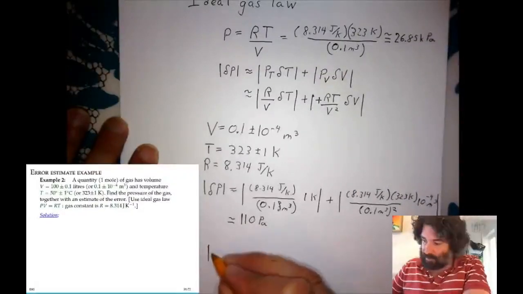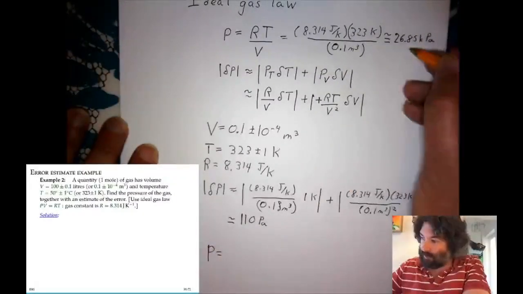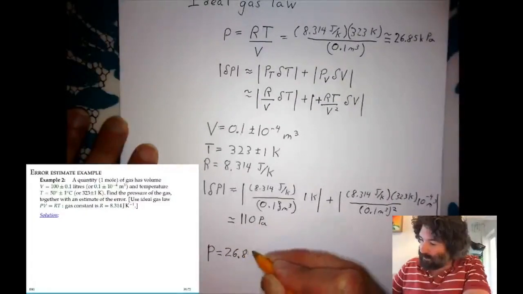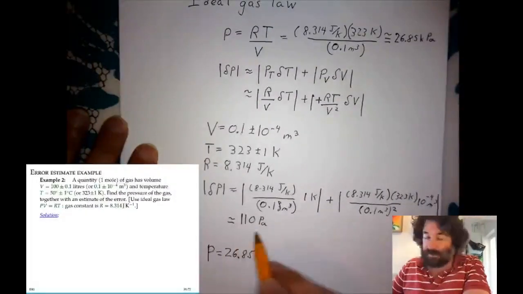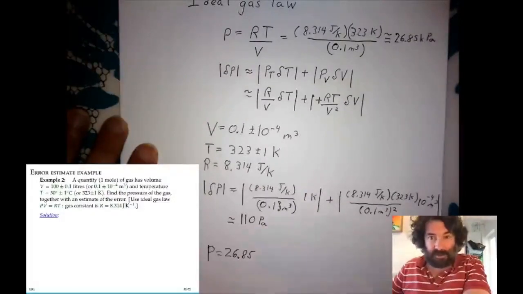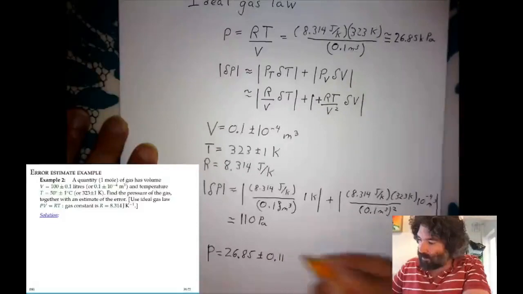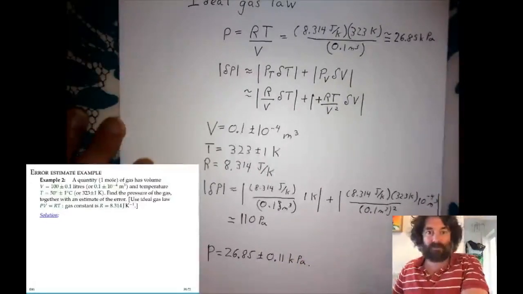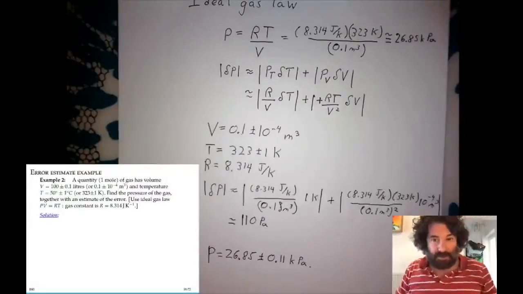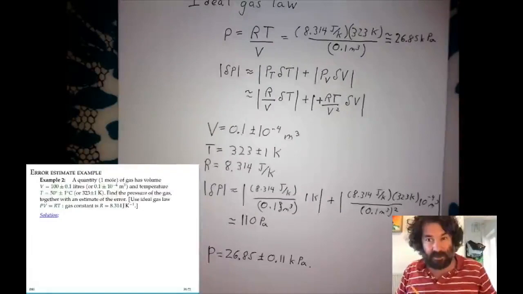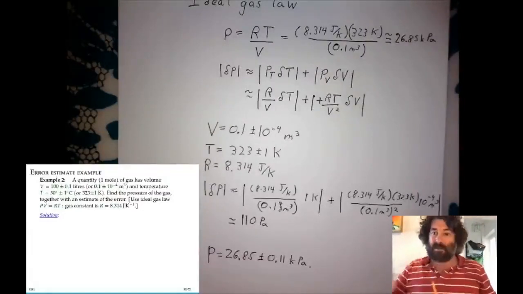So we would write for the pressure this calculated value, 26.85 kilopascals, and then the error is in pascals. If we want to convert it to kilopascals, we get plus or minus 0.11 kilopascals. Okay, so there's another example of using this estimate of the size of the error in a quantity that's calculated based on some measurements.